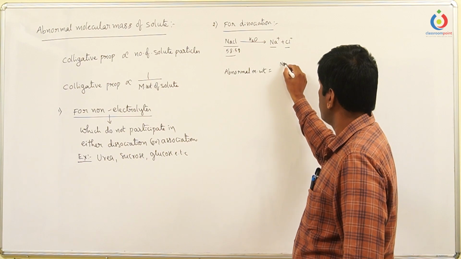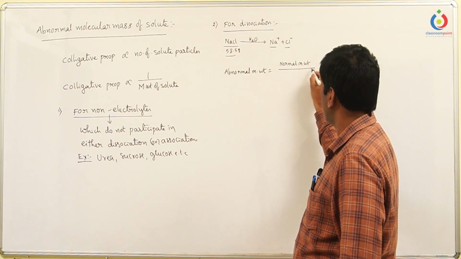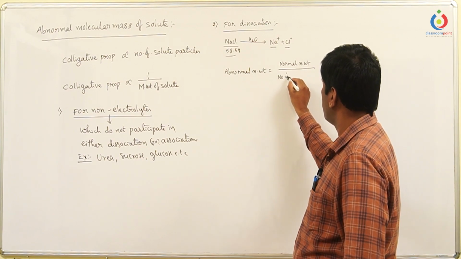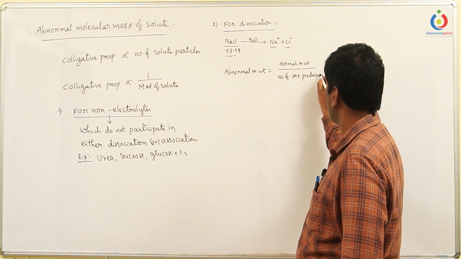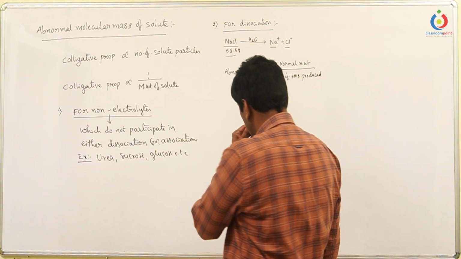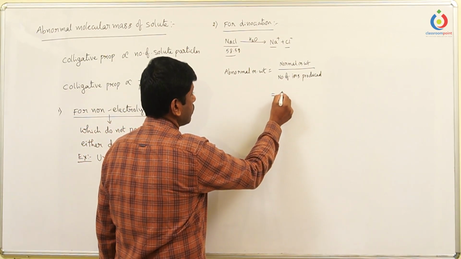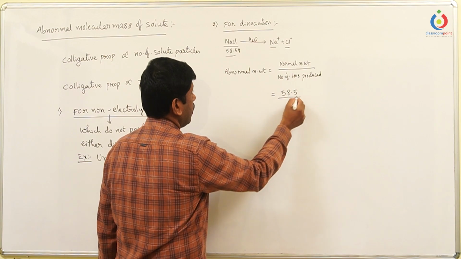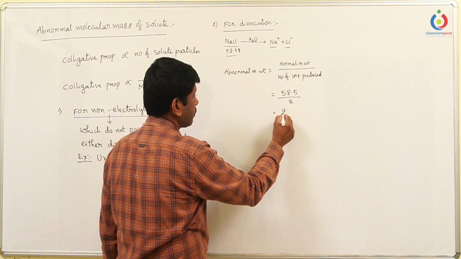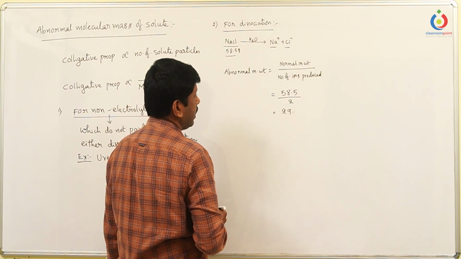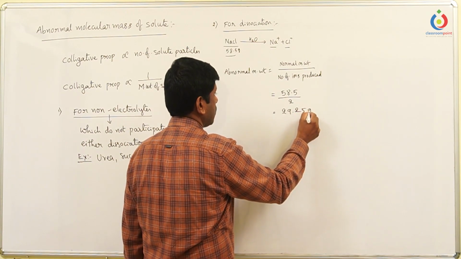Then how to calculate it? We have to take the normal molecular weight divided by the number of ions produced. So here the normal molecular mass of NaCl is 58.5 and the number of ions produced is equal to 2. So it becomes 29.25 grams approximately.